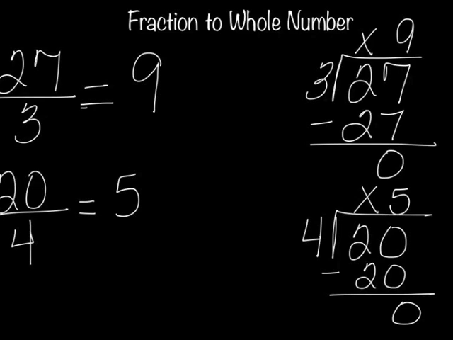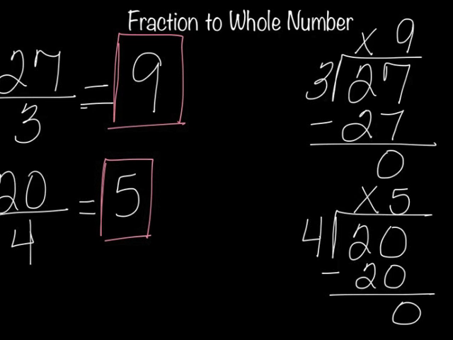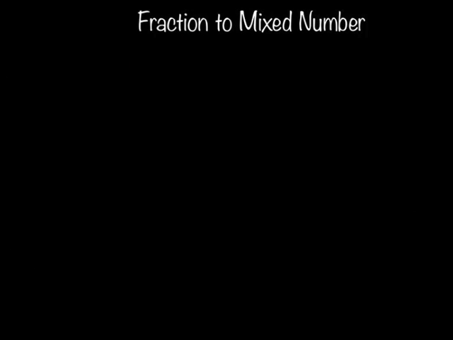So now we have our whole numbers: 27 divided by 3 gives us 9, and 20 over 4 gives us 5. That is changing fractions to whole numbers. And the last thing, we have fractions to mixed numbers.